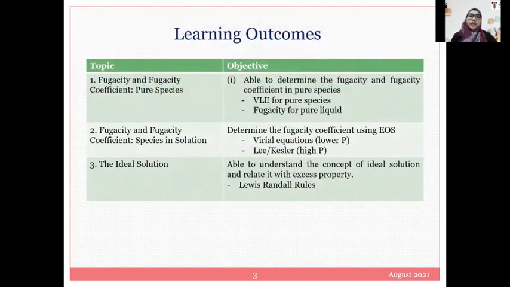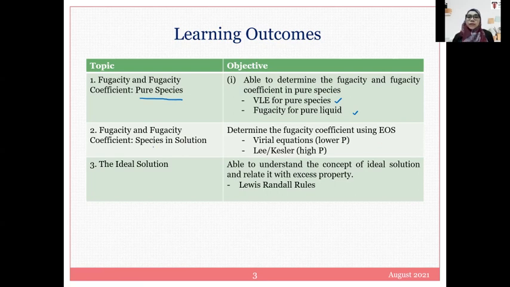In this part, you will learn about the fugacity and fugacity coefficient in pure species. You should be able to determine or relate to the vapor-liquid equilibrium and also the pure liquid. And the second topic, we will cover how to determine the fugacity and fugacity coefficient related to the species in the solution.